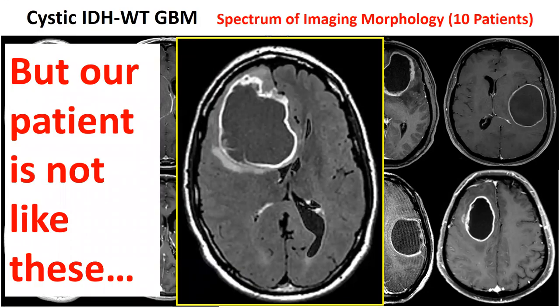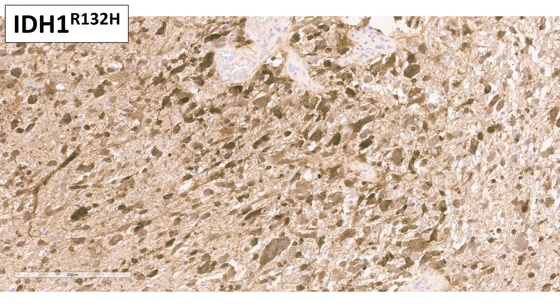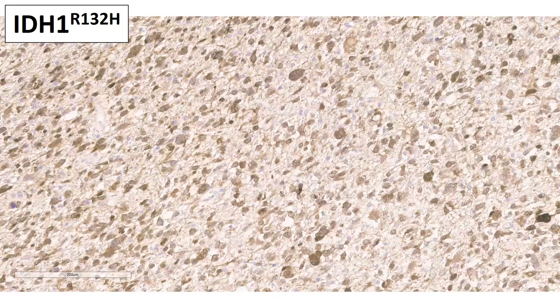But our patient is not like these. The imaging is identical. The imaging is identical. But what is this marker? What do you think it is? IDH? Yes, ma'am. That's right, Dr. Gilbert. This is IDH. Well, it's technically IDH R132H mutant protein. You can see the negative of vascular proliferation at the top. This is IDH mutant disease. No kidding. No kidding. That's why we have to run the marker. We run the marker on all cases.